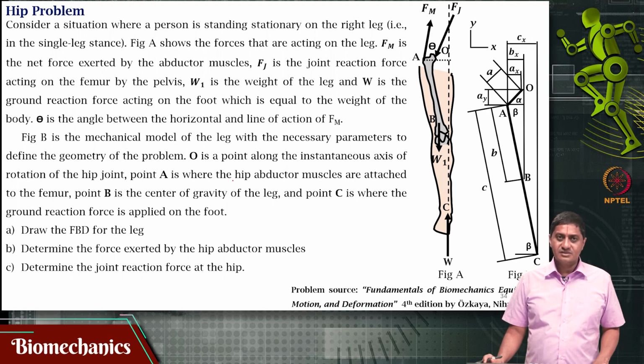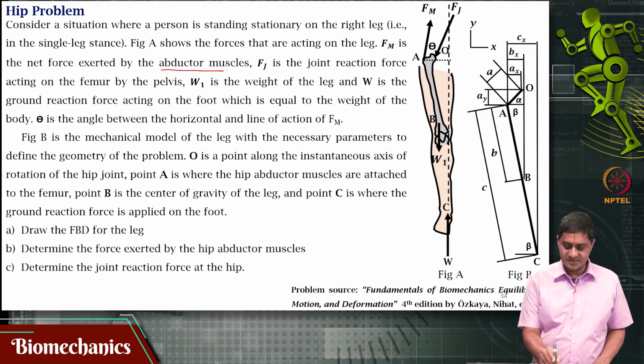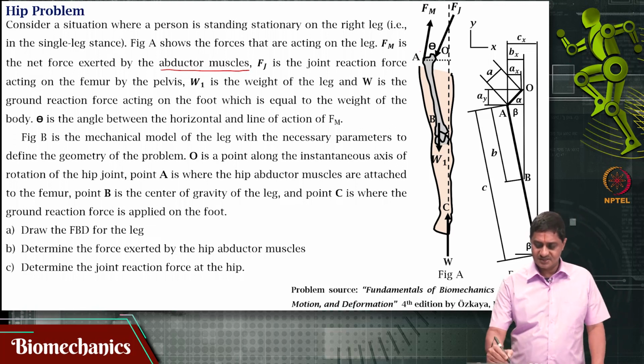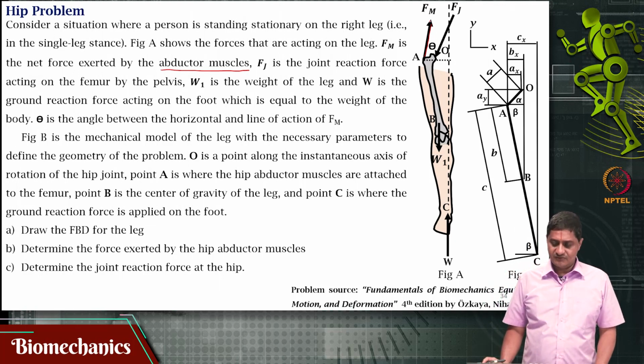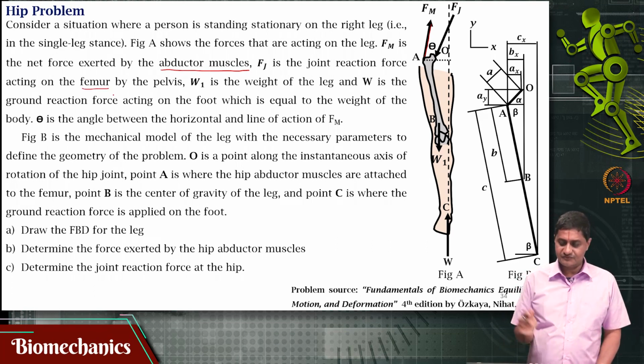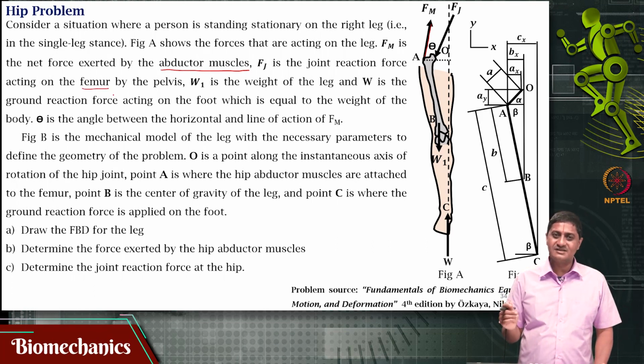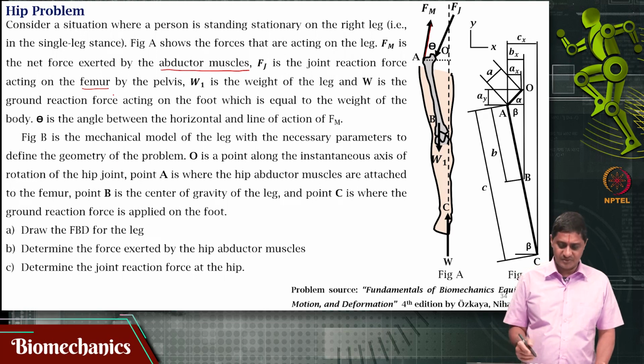Figure A shows the forces that are acting on the leg. Capital F suffix M is the net force exerted by the abductor muscles. Capital F suffix J is the joint reaction force acting on the femur, the force that is exerted by the pelvis on the femur.